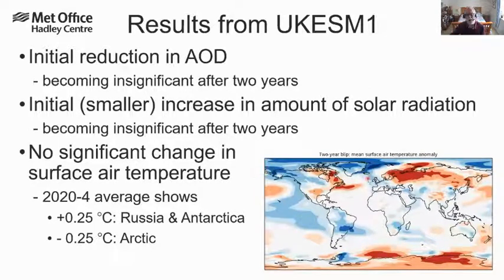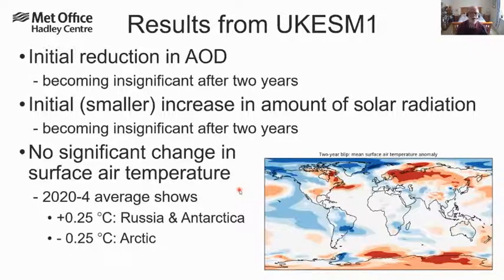We can look at the way in which that's distributed in space. In fact, if we take the average over 2020-24, we see a slight increase over Russia and Antarctica, and a slight decrease over the Arctic. But these changes are very small, only 1/4 of a degree.